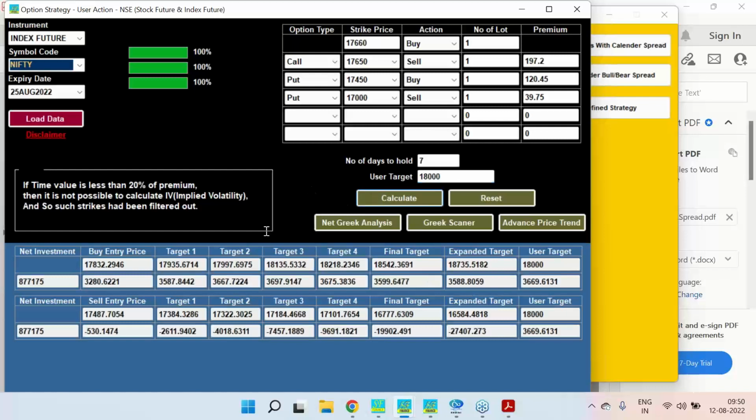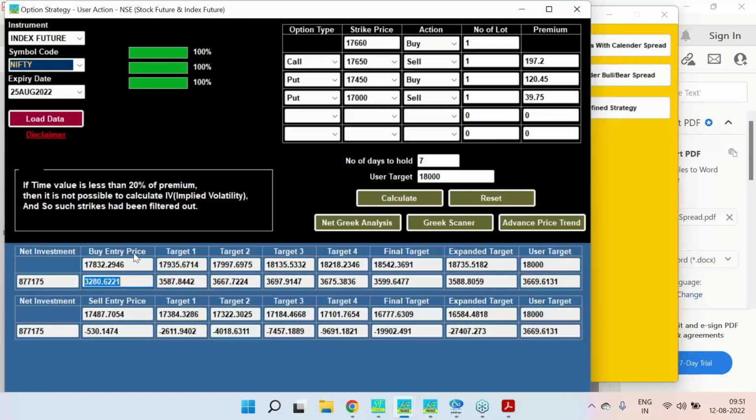Just click on the calculate button first. After clicking on the calculate button, here you can see the Nifty price is currently at 17,650, but the buy is showing as 17,832.2946. After you buy this, the target levels will be this much, which means the first target, second target, and it keeps on going. And your net investment will be this much.